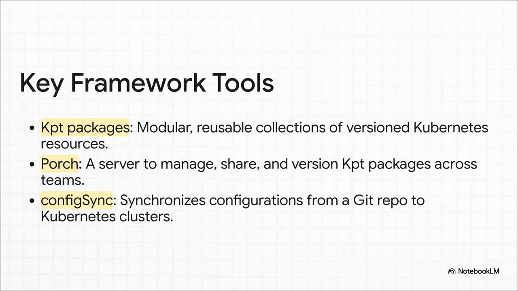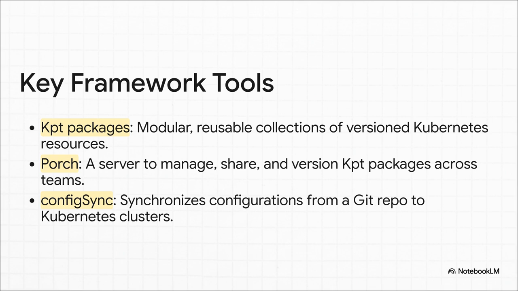Porch provides critical enterprise features like versioning, so you can have version 1.0 and 1.1 of your firewall package. It provides access control, so only authorized teams can approve a package for production use. And it provides a full audit trail, so in a large organization, everyone knows exactly which version of a configuration is approved for deployment and who made the last set of changes. It's a governance layer for configuration as data.